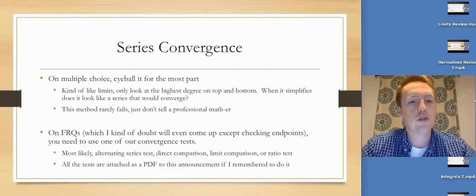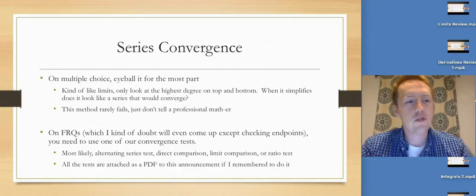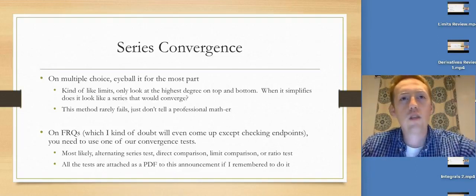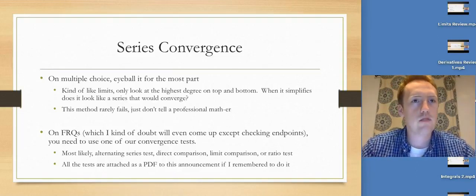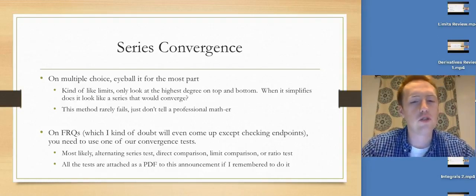First thing, series convergence. On multiple choice, you're basically just going to eyeball it. You're going to look at it just like you do limits. You're going to ignore all of the terms except the highest degree and see, does that look like a series that would converge once you've done the simplification? Just don't tell anyone that knows more math than me that you're doing that, because they might get upset that you're not doing it rigorously.